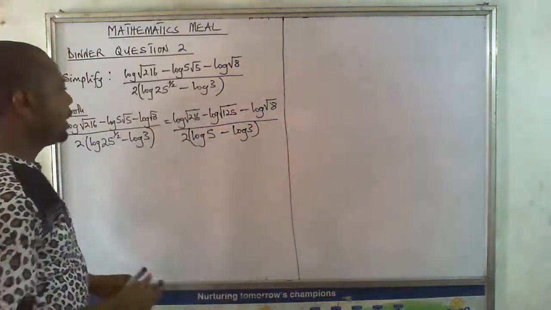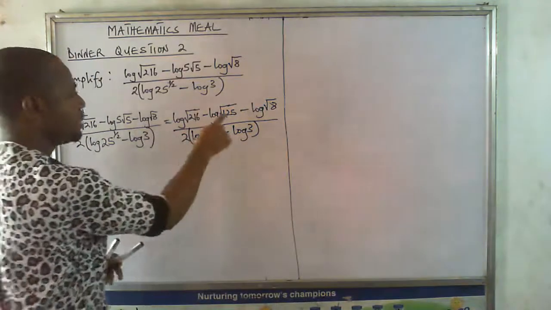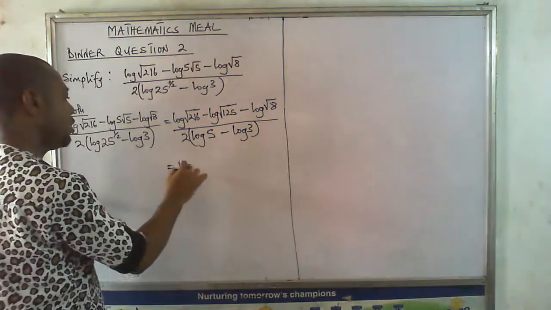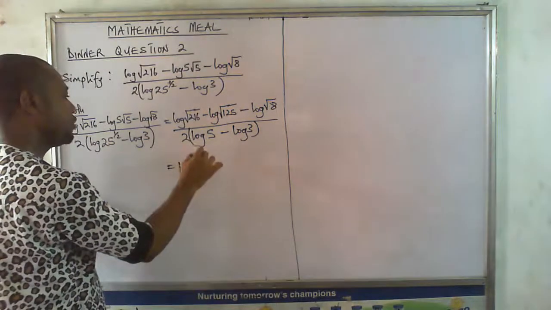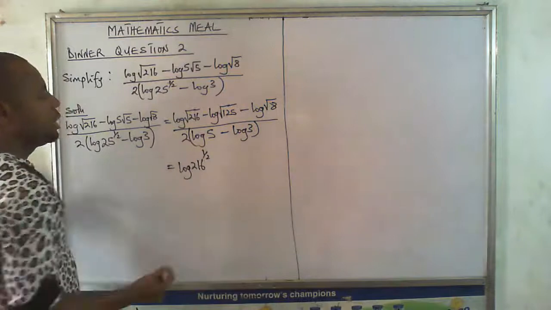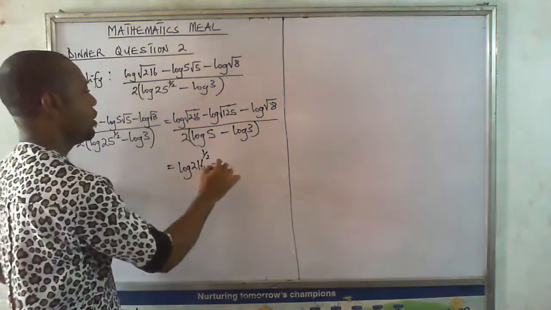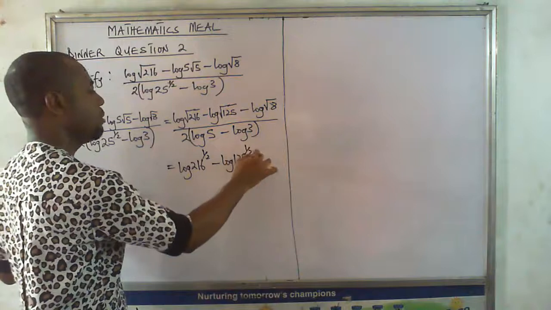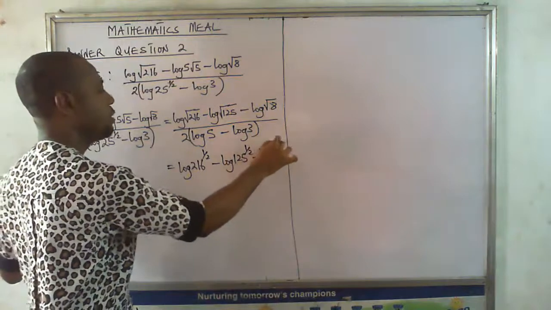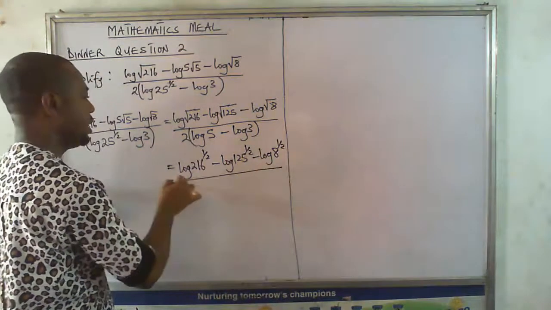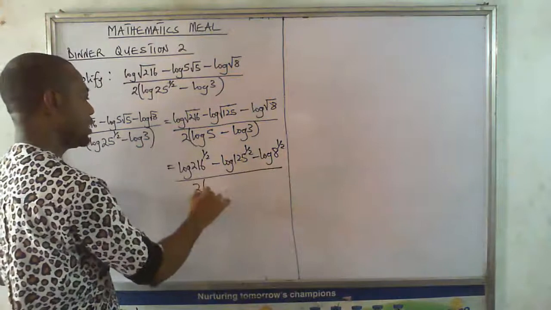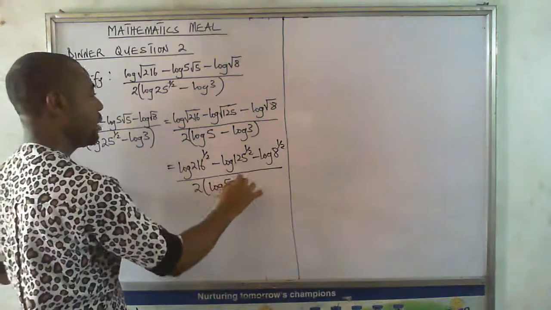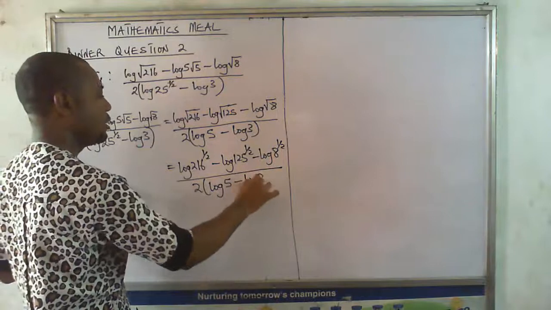Okay. Now I look at this again. This has square root, this has square root, this has square root. I can decide to write this as log 216 raised to the power half, since square root is power of half of a number, then log 125 raised to the power half minus log 8 raised to the power half divided by, I can still leave this like this until I finish dealing with this, log 5 minus log 3.